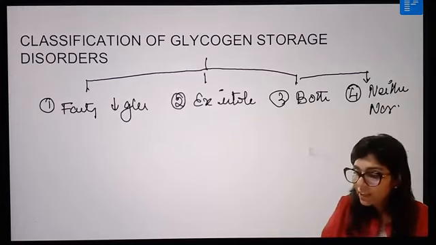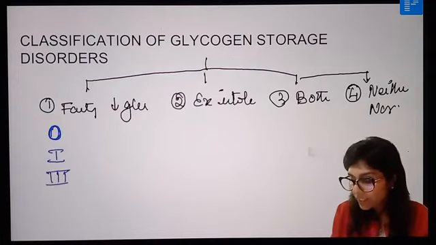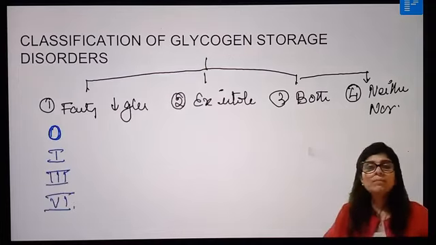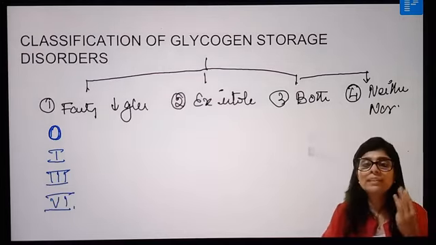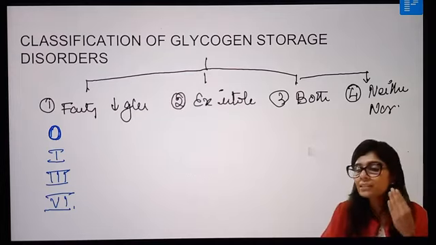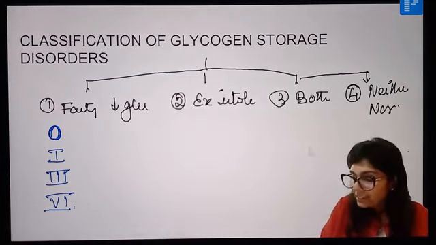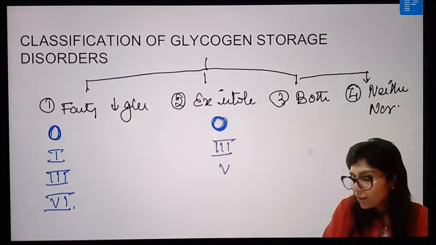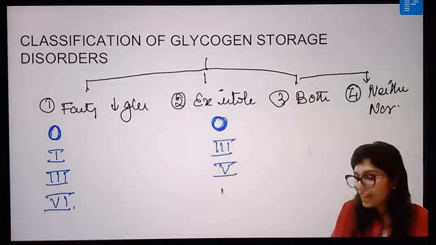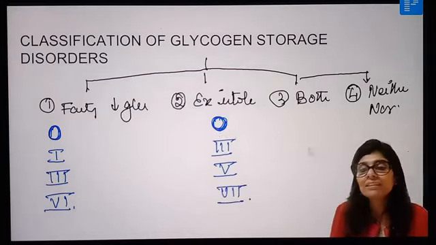In the first category, with fasting hypoglycemia, what are the disorders? Type 0, type 1, type 3 and type 6. Please memorize these 4 numbers: 0, 1, 3 and 6. Exercise intolerance is again 0 and then odd numbers. What are the odd numbers? 3, 5 and 7. Exercise intolerance will be 0, 3, 5 and 7.